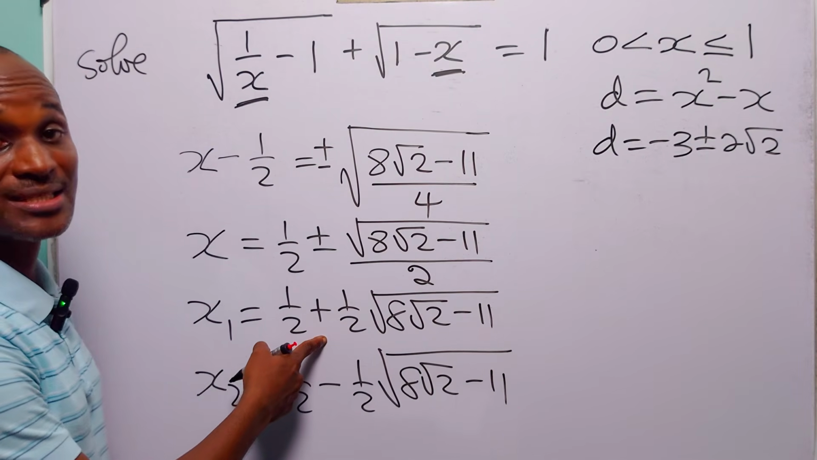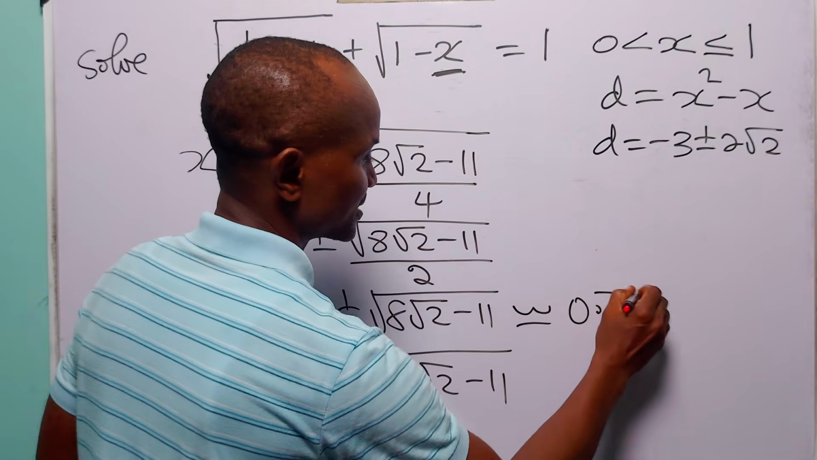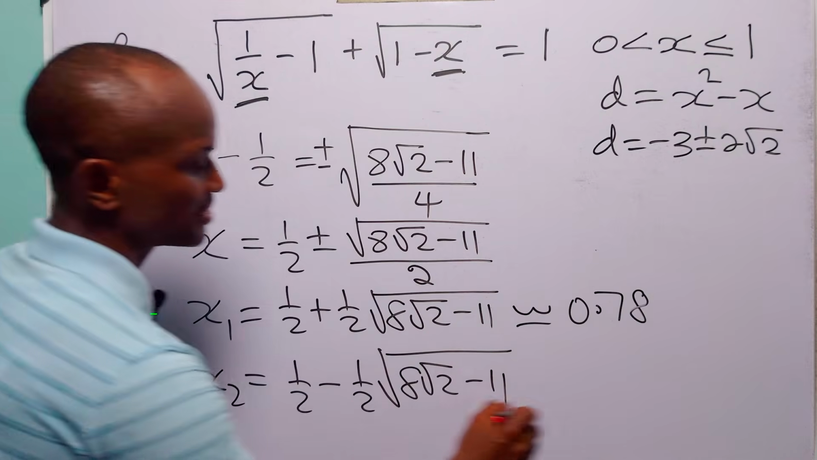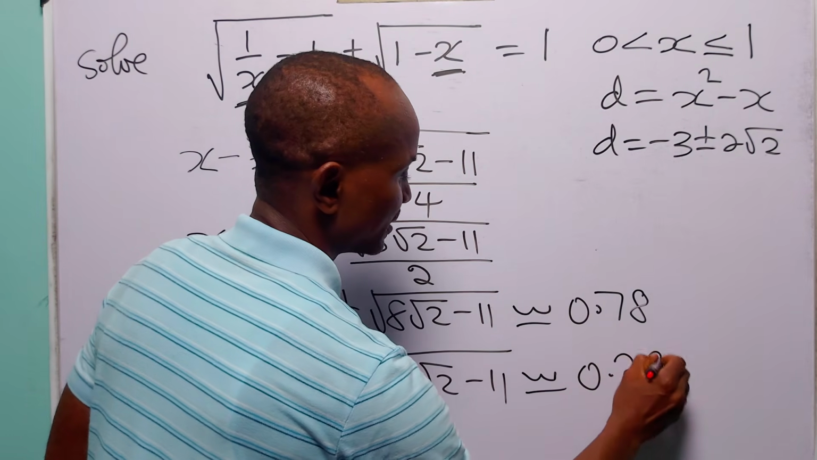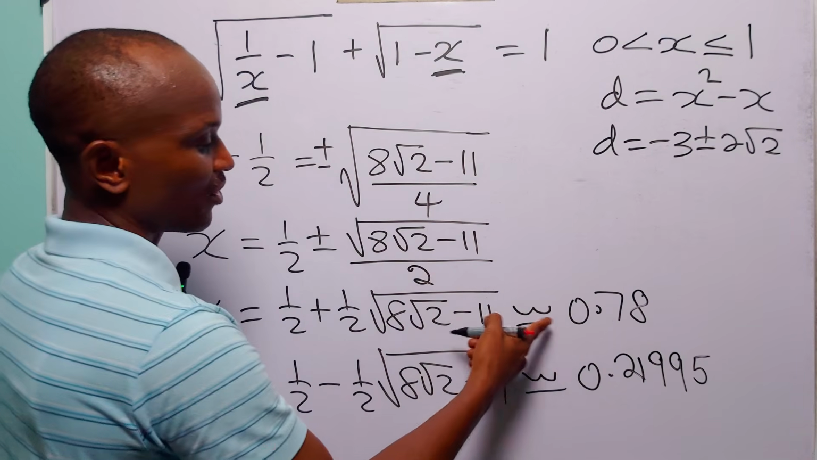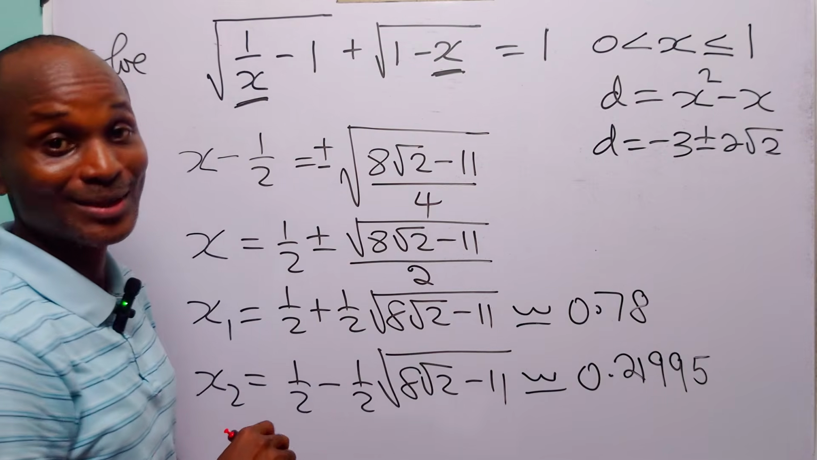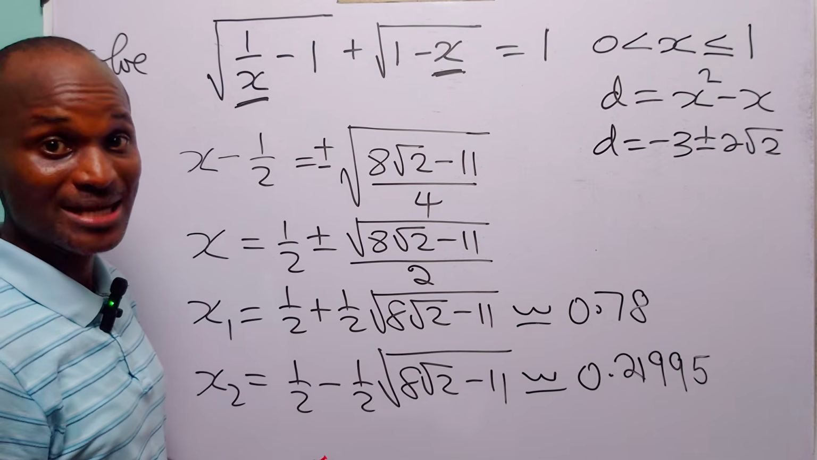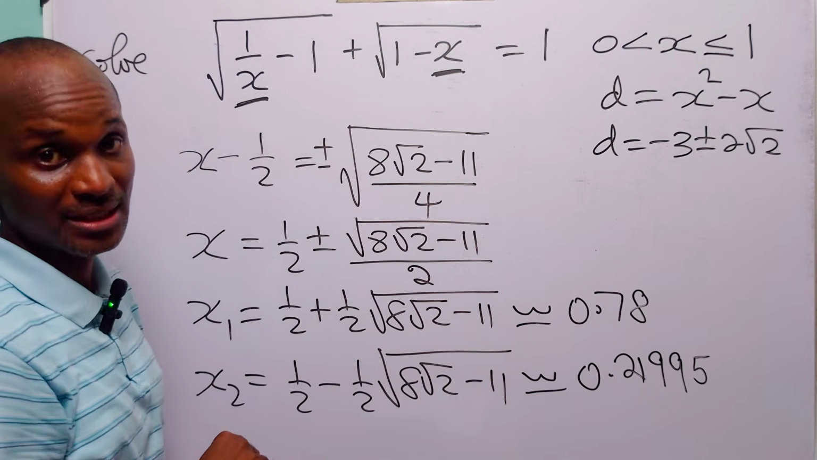Now, evaluating this with a calculator, this is approximately equal to 0.78. And evaluating this with a calculator, this is approximately equal to 0.21995. Now, both of these two values of x do not satisfy the original equation. I'd like you to check both values and tell me in the comment section which of these values satisfy the given equation.